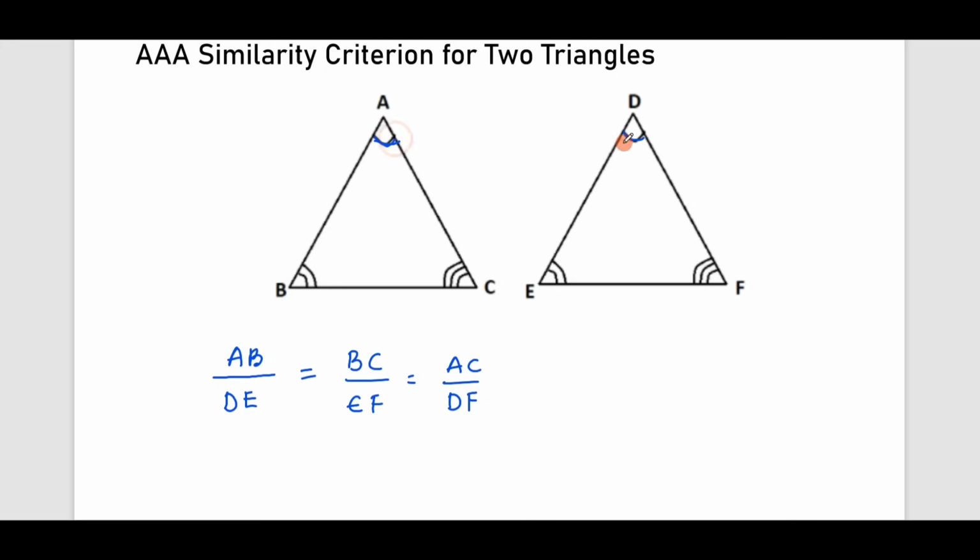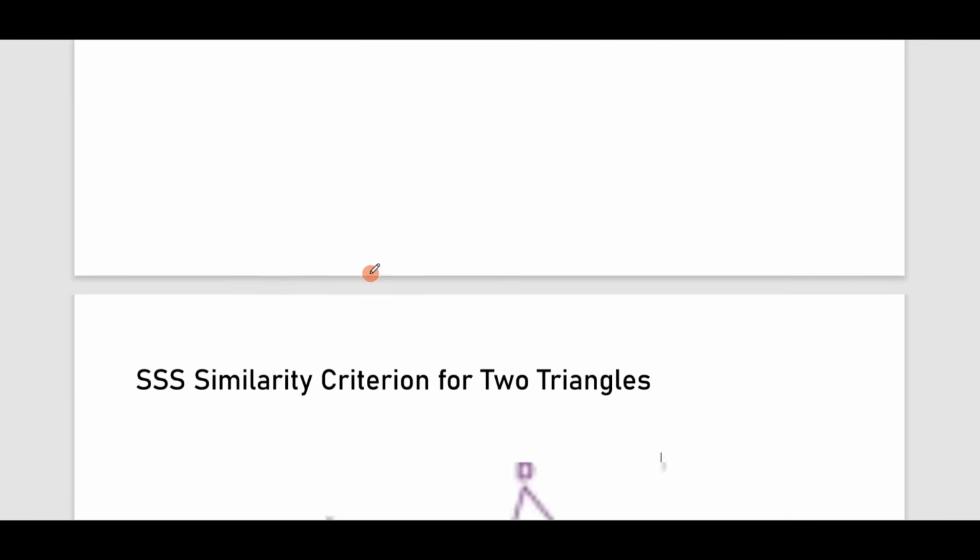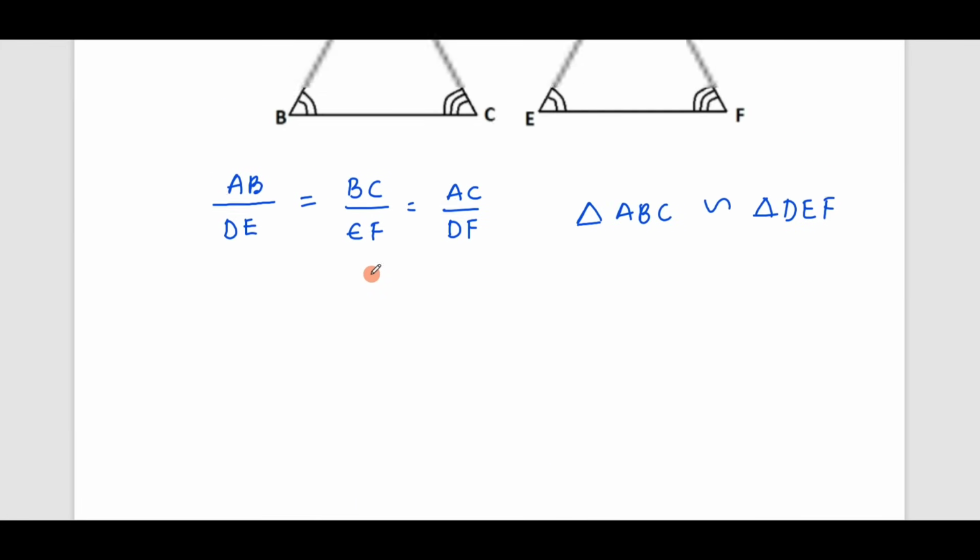Angle A equals angle D, angle B equals angle E, angle C equals angle F. That means if the corresponding angles are equal in two triangles, then the triangles will be similar. That is, triangle ABC is similar to triangle DEF. Hope you have understood. In the same way, if the corresponding angles are equal, the sides will be in proportion and the two triangles will be similar.